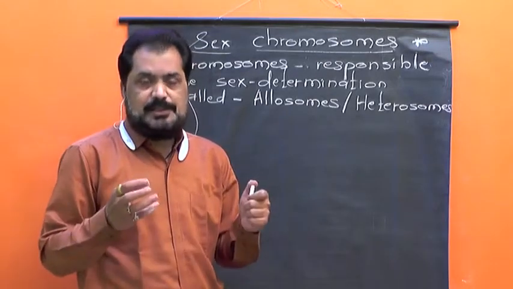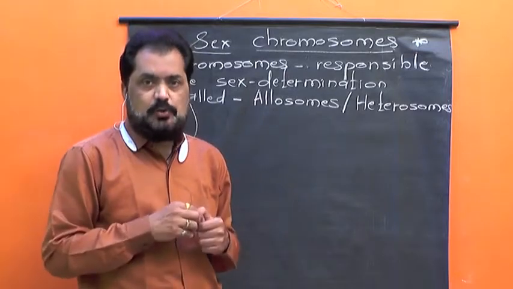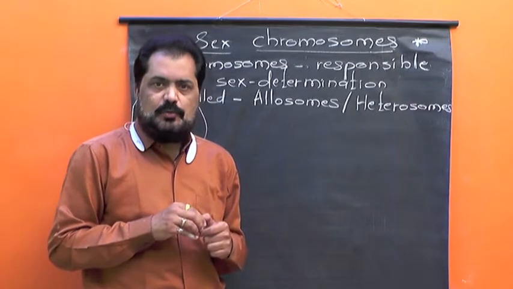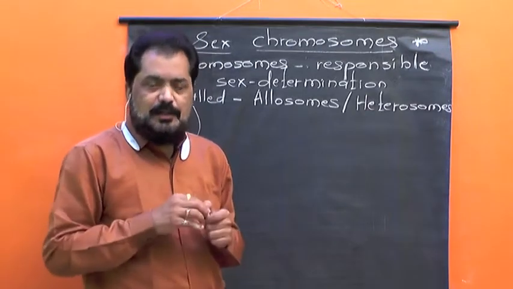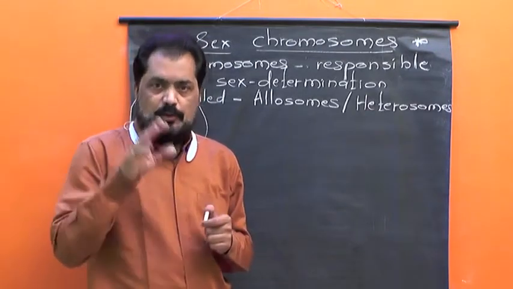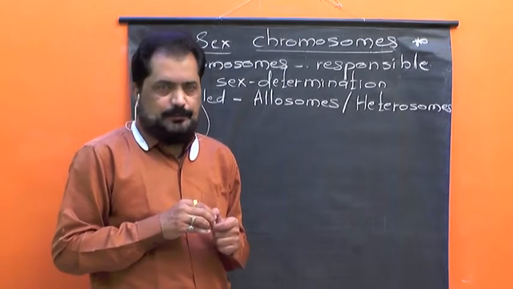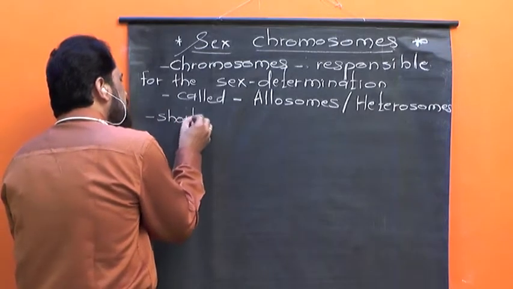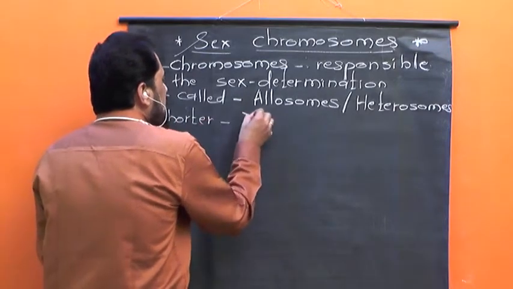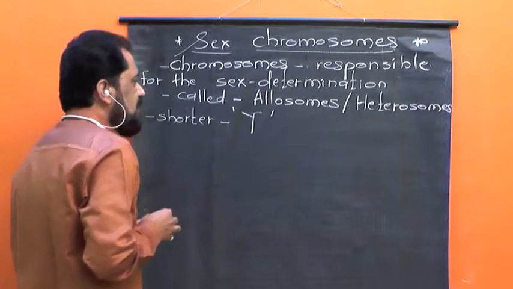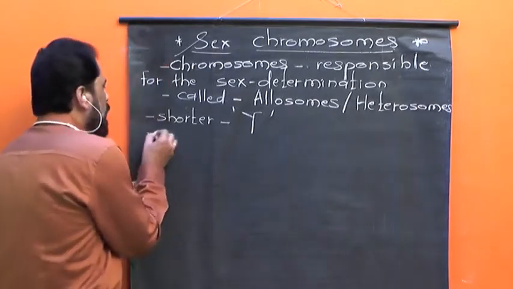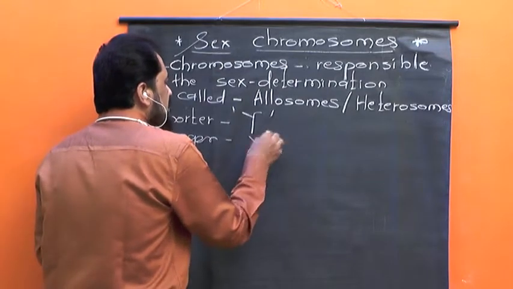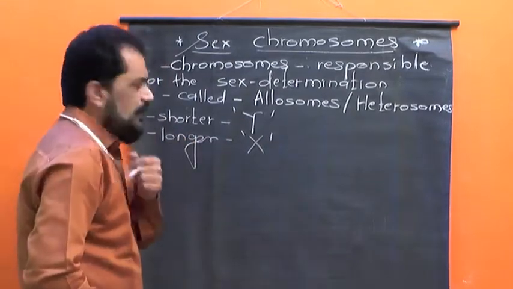In these mammals, I said in human being also, the sex chromosomes are unidentical, dissimilar. One sex chromosome appears longer and another shorter. The shorter sex chromosome is known or represented as capital Y, and the longer sex chromosome is represented by letter capital X.